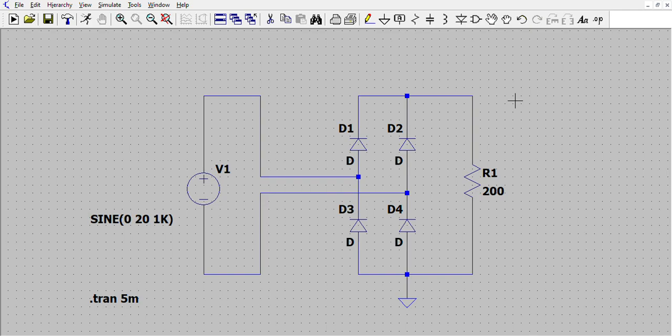Today I would like to present to you about lab 3. In this lab we have to construct an uncontrolled full wave rectifier. The objective of this lab is to examine the operation of full wave diode rectifier and to analyze the load effects in full wave diode rectifier.